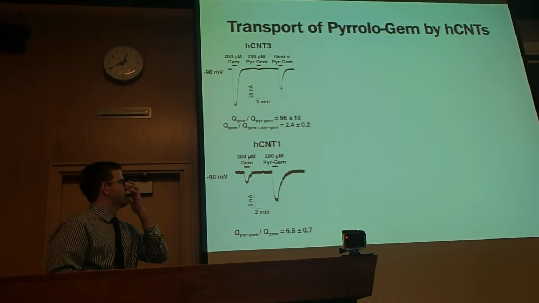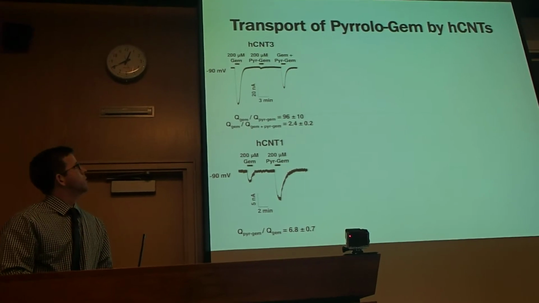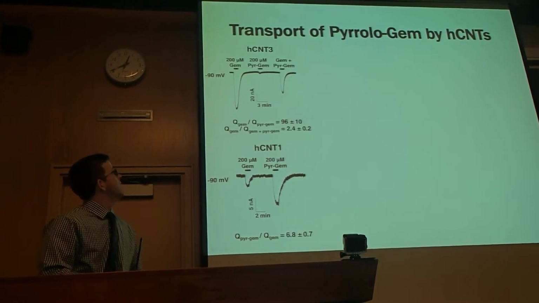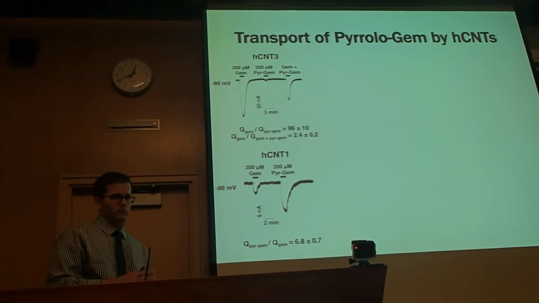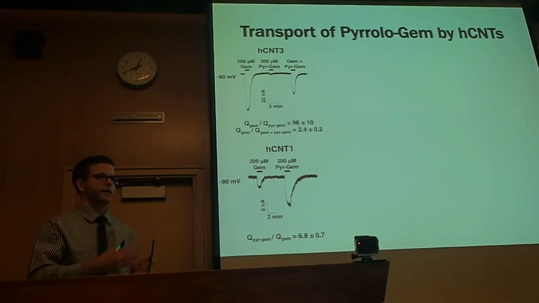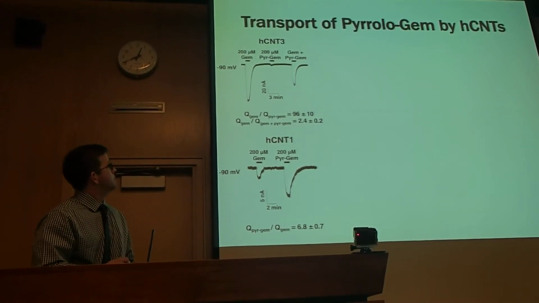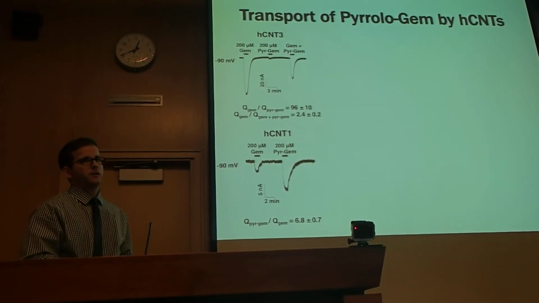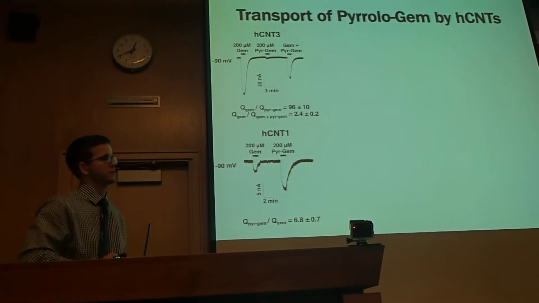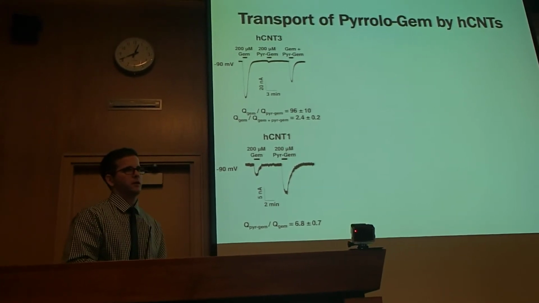So we next wanted to see what effect our modified compound had on the transportability by human CNTs. So we expressed human CNTs in Xenopus laevis oocytes, or frog eggs. And what you can do with these oocytes is measure the current that's generated by ion movement across the membrane upon certain stimuli. And since CNTs are sodium-coupled transporters, they generate an inward sodium current when nucleoside is entering the cell. So we can measure the current that's generated by a method called two-electrode voltage clamp electrophysiology.